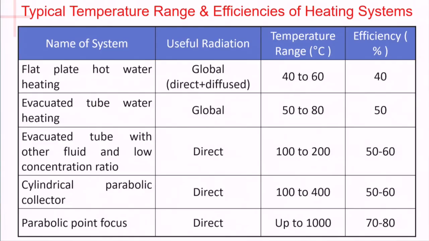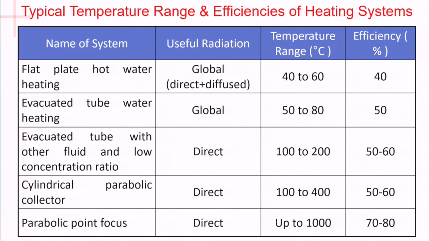So, the typical temperature range and efficiencies of various heating systems are: in flat plate hot water heating, it is around 40 to 60 degrees. Evacuated tube water heating, it is 50 to 80 degrees. Evacuated tube with other fluid and low concentration, it is around 100 to 200. And cylindrical parabolic collector, it is around 100 to 400, and parabolic point focus, where the entire sun's radiation is brought to a single point. In such instances, the temperature of the water can rise up to 1000 degrees also.